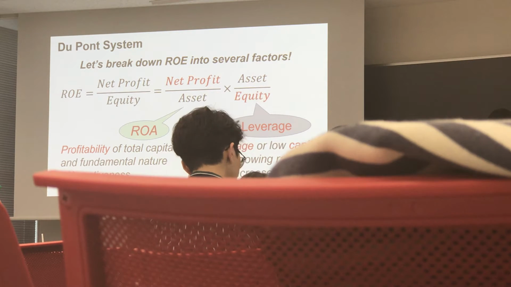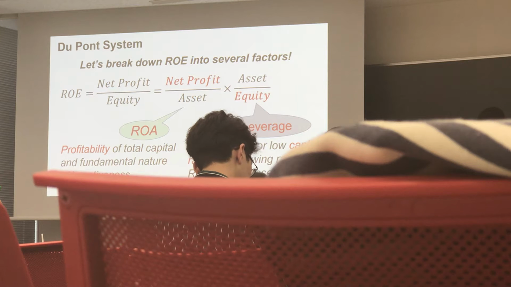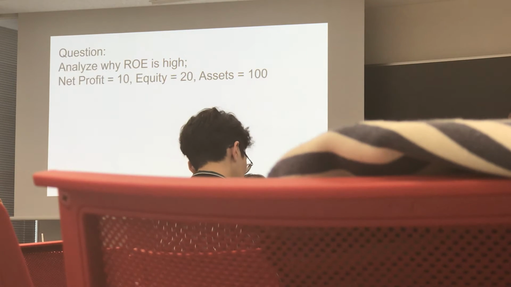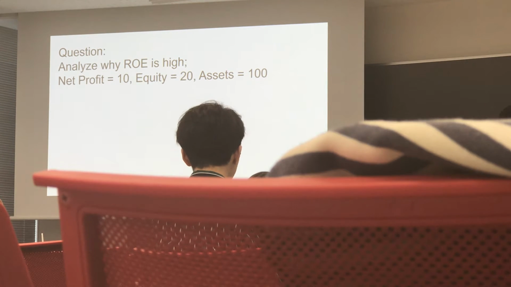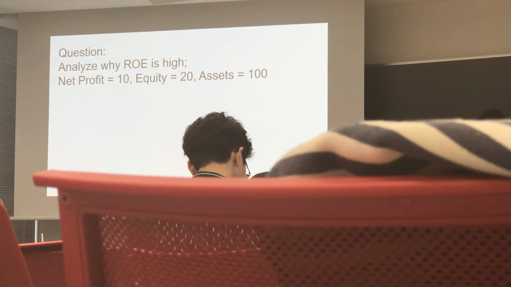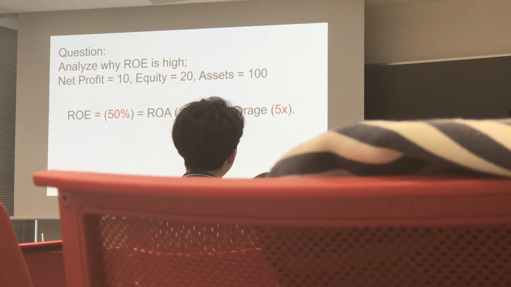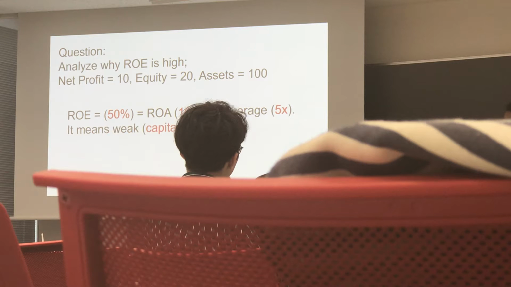At the same time, please emphasize as a major highlight, a super highlight, the exercise just above the Sharpe ratio, just below the DuPont system. You can see this exercise: analyze why ROE is high. Net profit is 10, equity 20, and assets 100. The answer: ROE equals 50%, and then ROA is 10% and leverage is 5 times. It means weak capital.